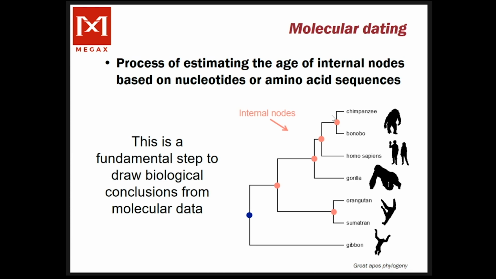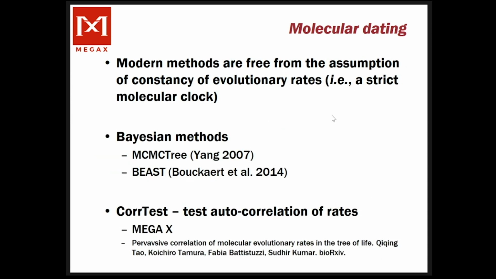This is an example, a great ape phylogeny. So we have the internal nodes and the root node of the tree. And actually, modern methods are free from the assumption of constancy of evolutionary rates, that is, a strict molecular clock. A lot of Bayesian methods are used today, mainly MCMCTree and BEAST. And actually, these Bayesian methods require many prior assumptions.